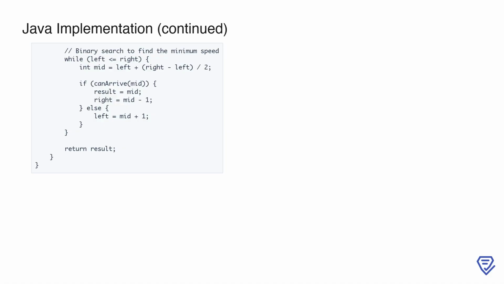By the end of the search, the result will hold the minimum speed that satisfies the condition, or it will remain -1 if no such speed exists. Finally, the method returns the result, completing the implementation.